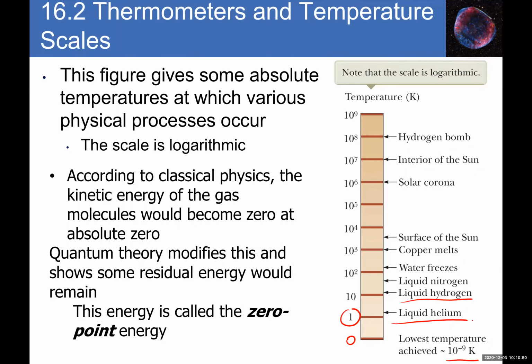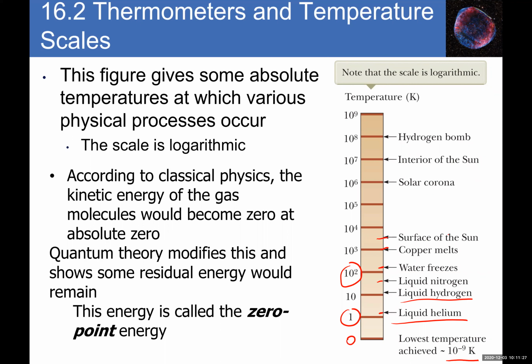As you can see, liquid helium means that at this temperature, it goes from gas to liquid. And then what we have here is, for example, liquid nitrogen. This is 10 to the 2, which is about 100, and this is about 273, where water freezes, or let's say the melting point or the freezing point. 10 to the 3 Kelvin, which is 1000 Kelvin, is where copper melts.